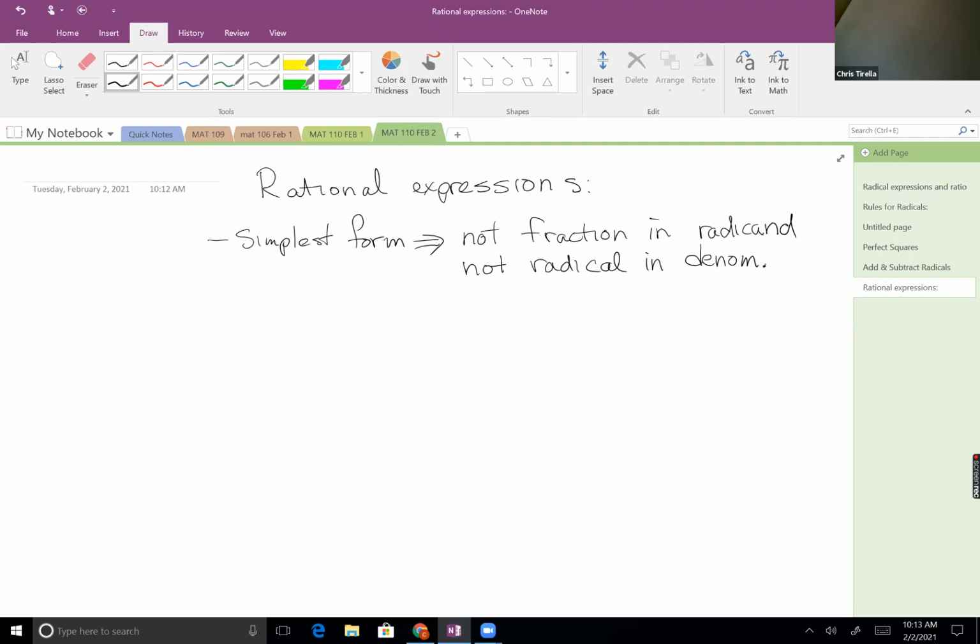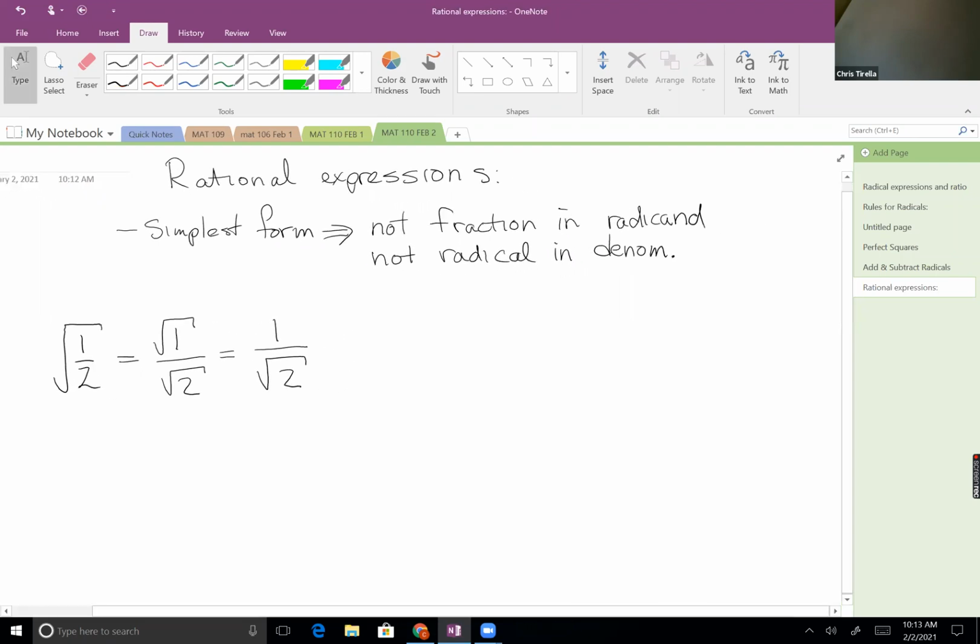So if I look at something like the square root of 1/2, yikes, my radicand is a fraction. That won't work. So I'm going to think of that as the square root of 1 over the square root of 2. See, the square root of 1 is just 1 over the square root of 2. But yikes, there's still a radical in the denominator. And so what we're going to do is a process that's called rationalizing the denominator.